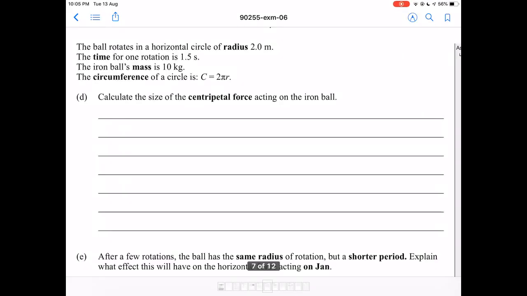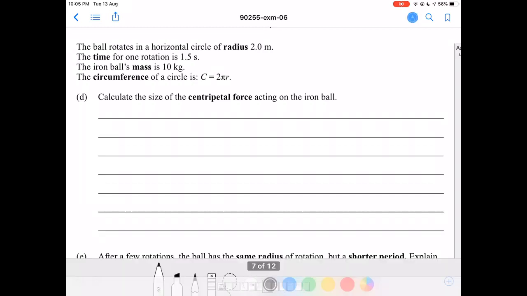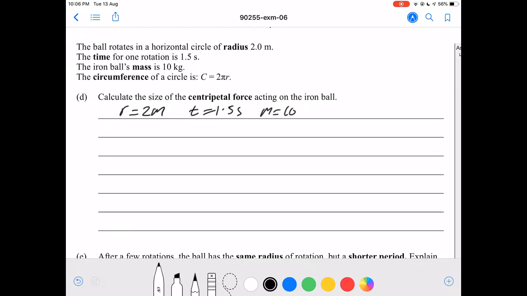Alright, for this clip, I'm going to be covering how to find out the centripetal force acting on an object, given the radius, time for one rotation, mass, and circumference of a circle. So we're going to immediately drop down what we know. We know r equals 2 meters. We know the time for one rotation, so time equals 1.5 seconds. Our mass we know is 10 kg, and we know that our circumference equals 2 pi r. And we also know that Fc equals mv squared over r.